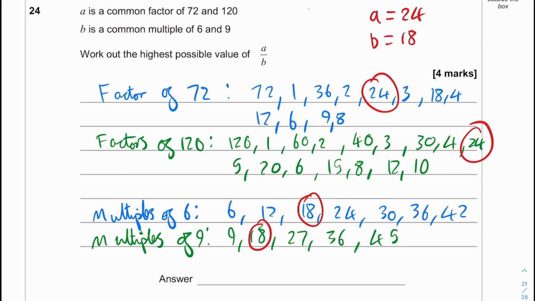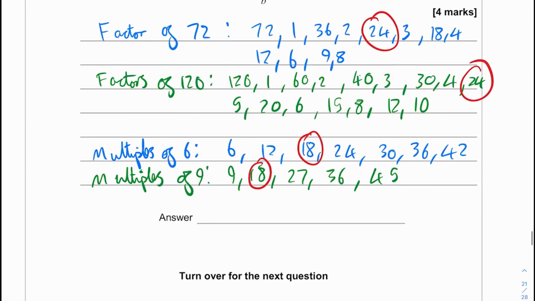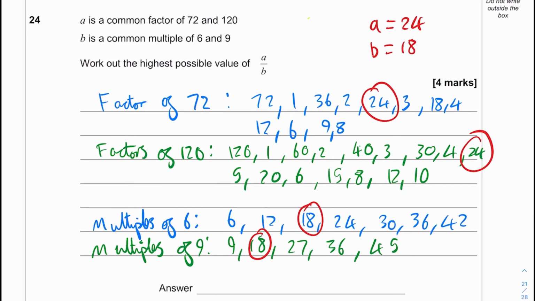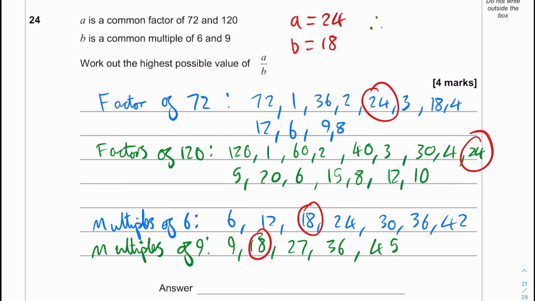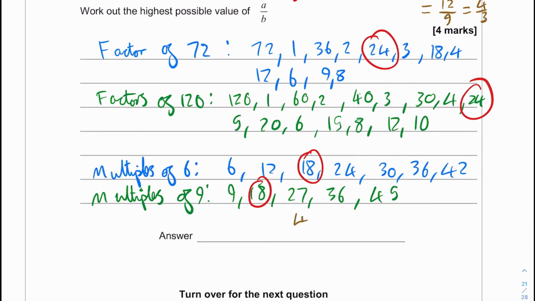So therefore we can then say that, let me just move this over here. So we can then say therefore A over B is equal to 24 over 18, which is equal to 12 over 9, which is equal to 4 over 3, or we could have 1 1/3, but I'll leave it as 4 over 3.